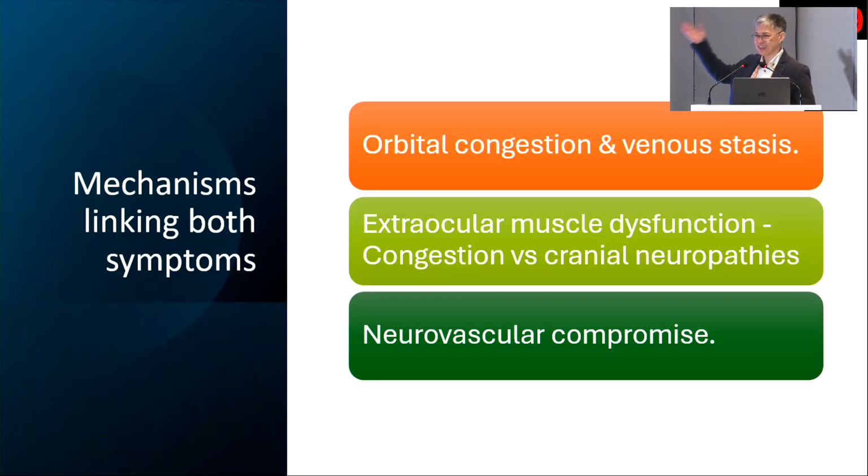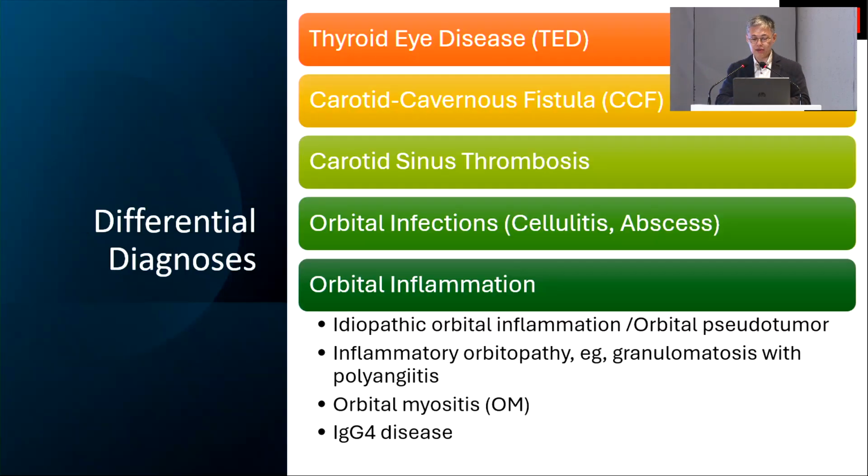And they started off with this, that they said, well, the mechanisms linking red eye and diplopia will be orbital congestion, venous stasis, extraocular muscle dysfunction, cranial neuropathies, neurovascular. But it tells you nothing about where you're actually going to find the lesion, right, of the patient. But we all do know that these are the common conditions that will give you diplopia and some red eye, right?